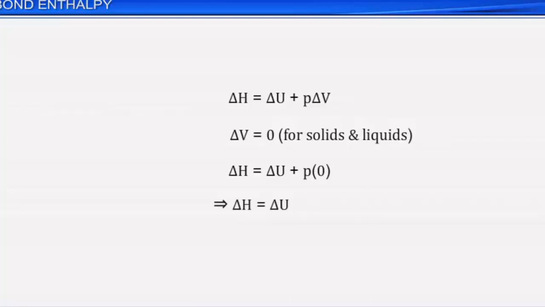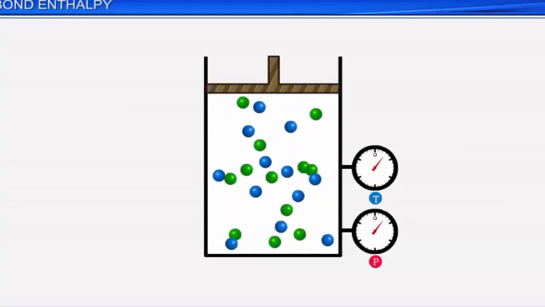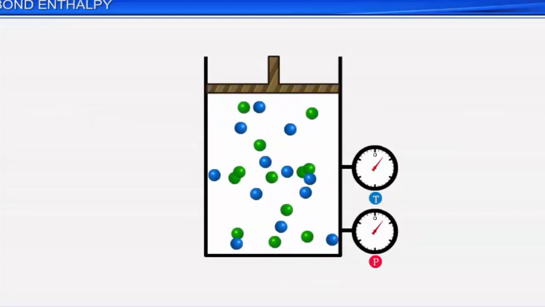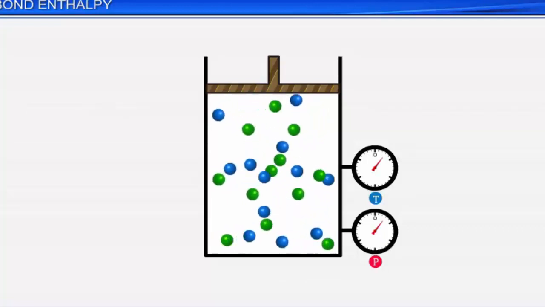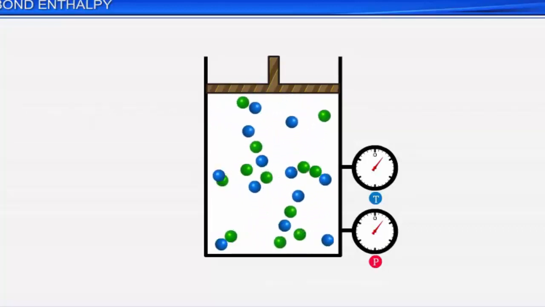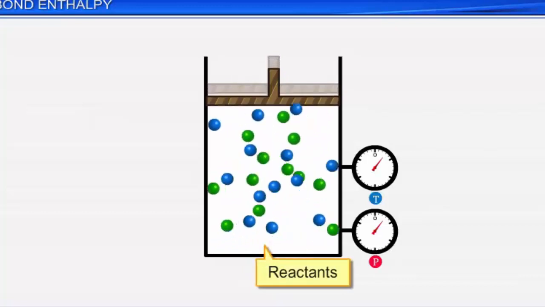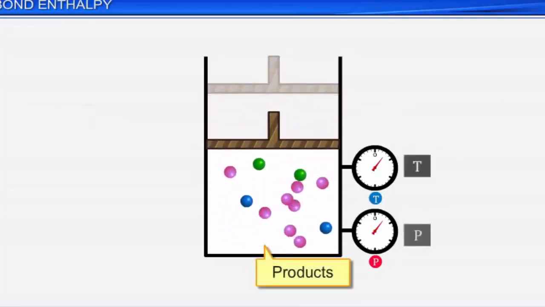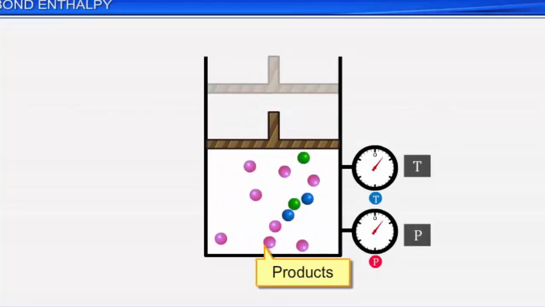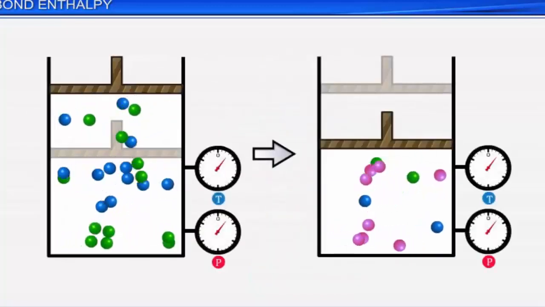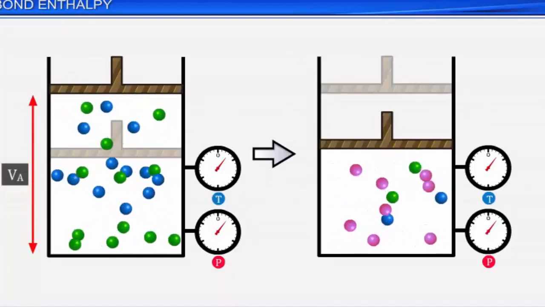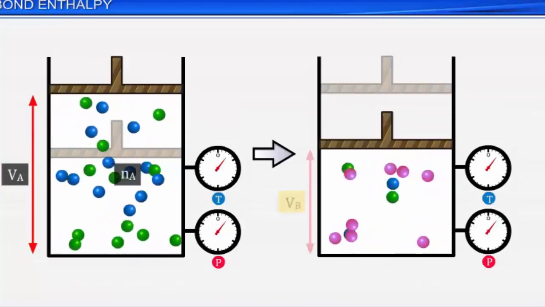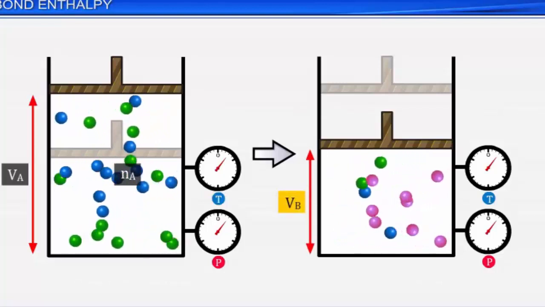The difference between the change in internal energy and enthalpy becomes significant when gases are involved in the reaction. Let's consider a chemical reaction occurring at constant temperature, T, and constant pressure, P. Now, let's say that the volume of the reactants is VA and the number of moles in the reactants is nA. Similarly, the volume of the products is VB and the number of moles in the products is nB.